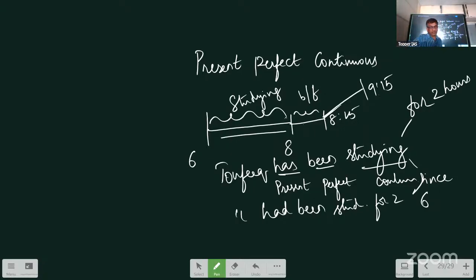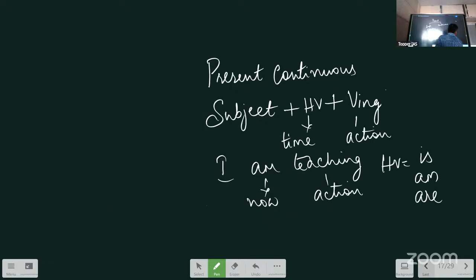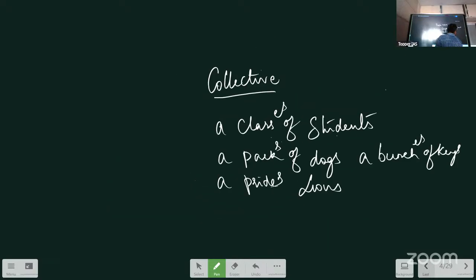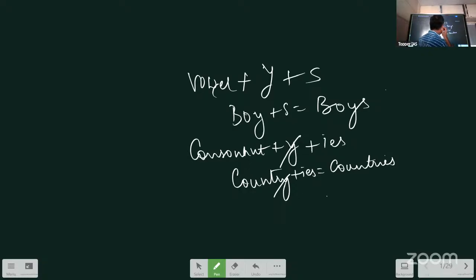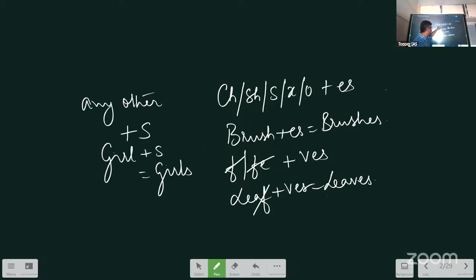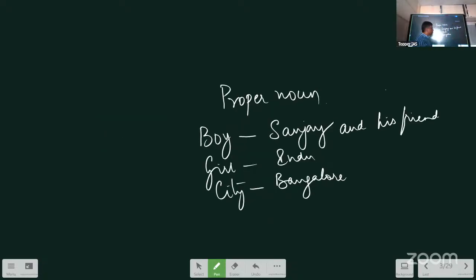Clear, all of you? So just let us quickly recap today. What are the things we did? So first we started with nouns. So we understood the spelling rule. So Y with a vowel, add S. Y with a consonant, remove Y and add IES. Next, we learned about CH, SH, and then F and FE and any other spelling. This is clear. Next, we understood what is a proper noun.